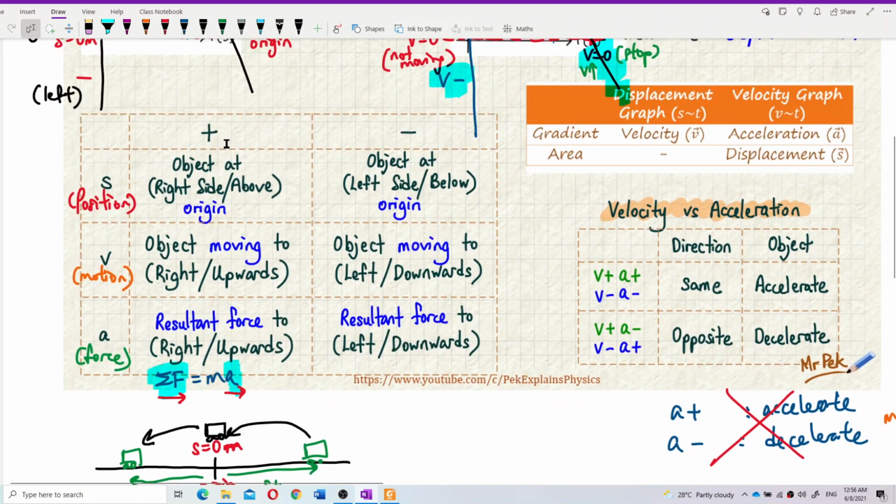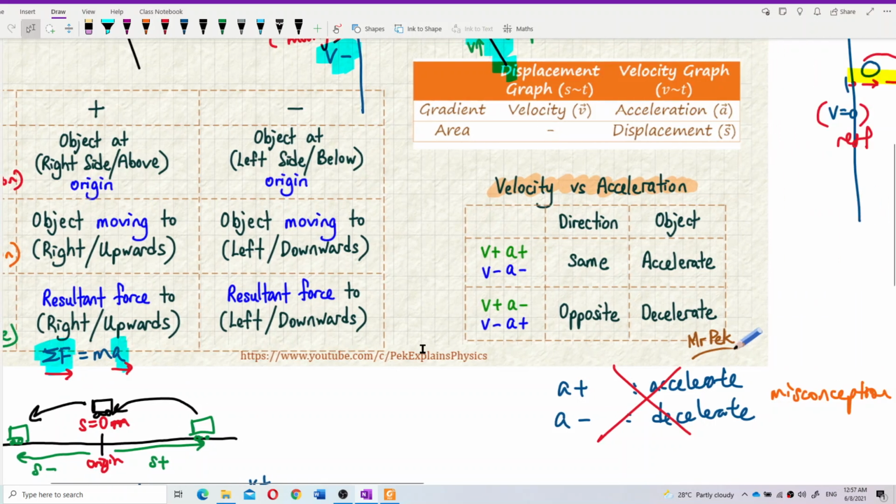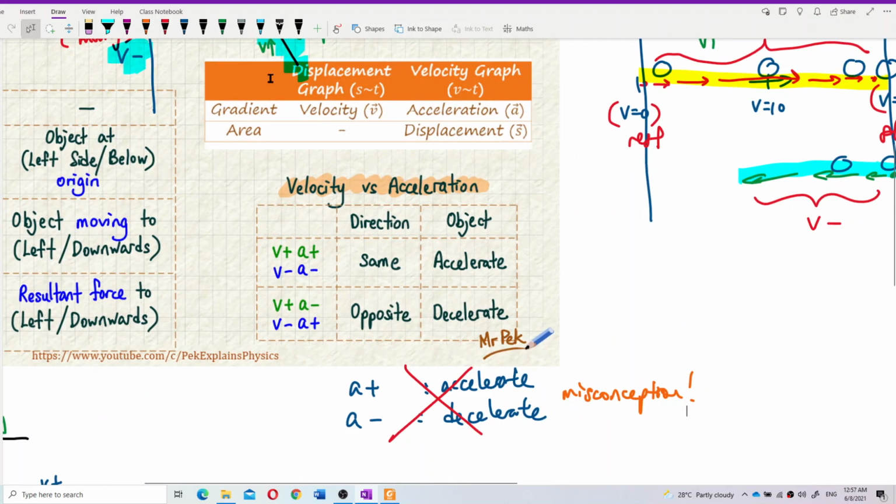Acceleration positive means the resultant force is to the right or upwards. Acceleration negative means the resultant force is to the left or downwards, because it follows the resultant force, total F equal to ma. Now, to know whether the object accelerates or decelerates, we need to do a comparison between velocity and acceleration. That's why I say velocity versus acceleration.